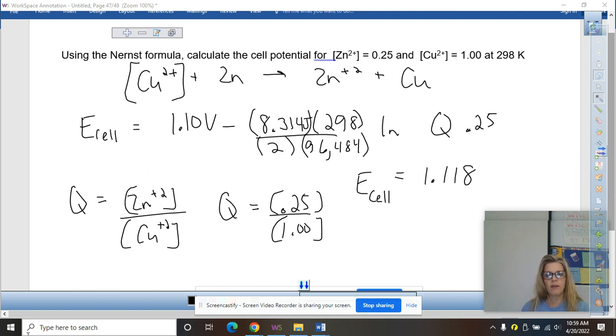Just understand it's not actually equilibrium, it's flow of electrons, and it's changing the amount of the reactants compared to the amount of the products.